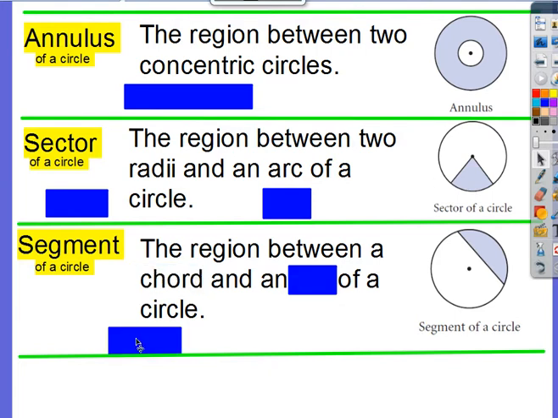And then a segment of a circle, the region between a chord and an arc of the circle. This is a pretty easy one. You can see the chord, and the area from that to the outside of the circle between the arc and the chord is the segment of the circle. Please write these down. Pause it. I'm going to move on.